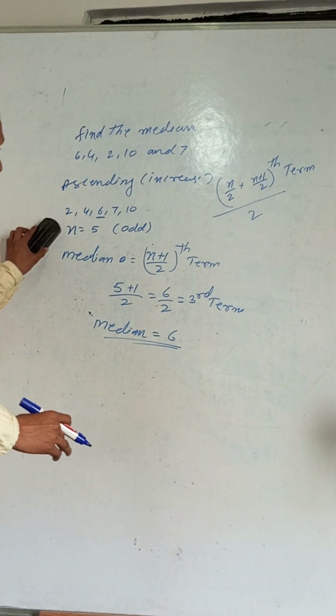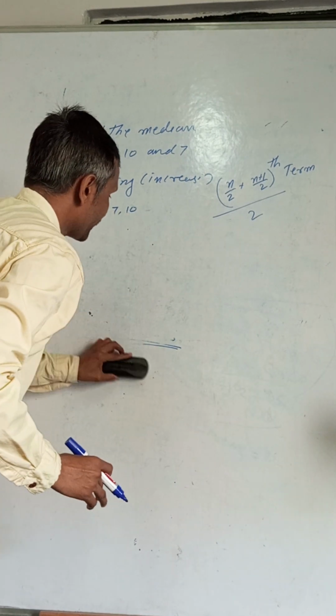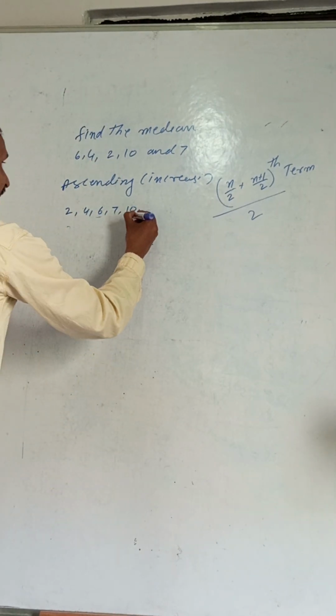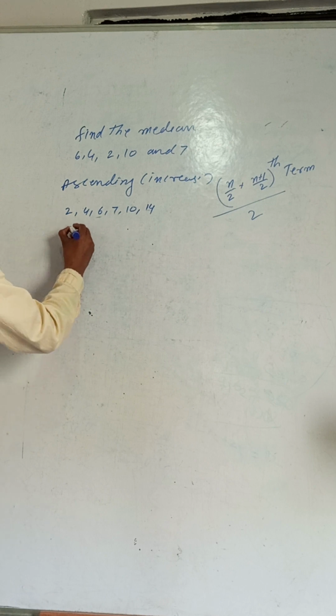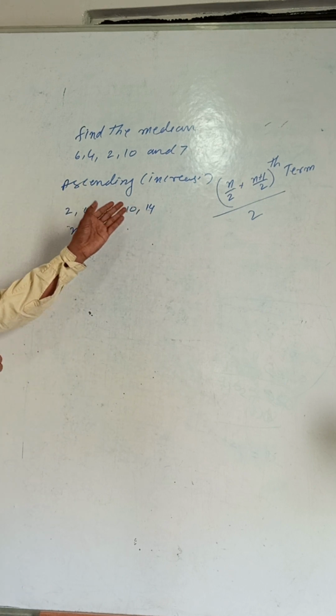Let us suppose that this only we are modifying it. A little one more number we are adding. Suppose that I written here the number 14 also. One number 14 I written. So what will be the median now? Now we know n becomes 6. Then what is the median? This side also cannot be left.